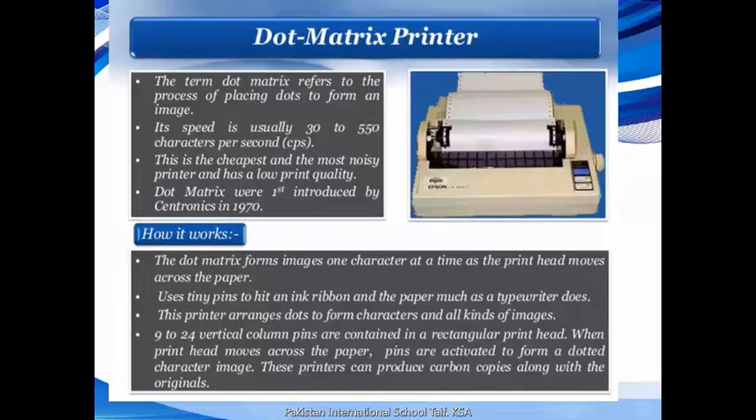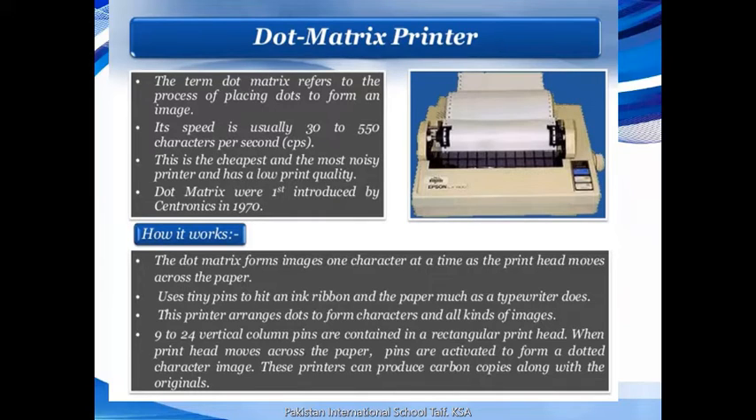Dot matrix printer. The term dot matrix refers to the process of placing dots to form an image. Its speed is usually 30 to 550 characters per second. This is the cheapest and the noisiest printer and has a low print quality. Dot matrix printers were first introduced in 1970.